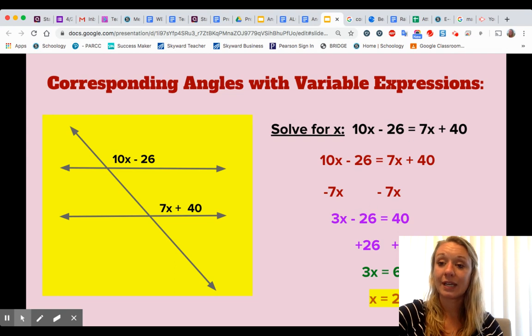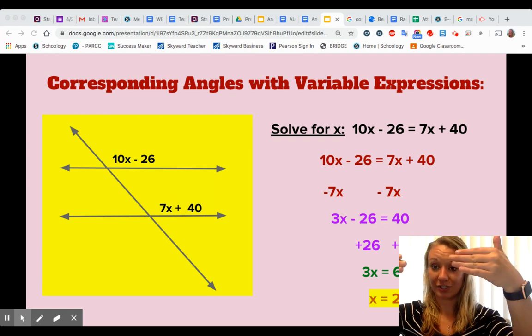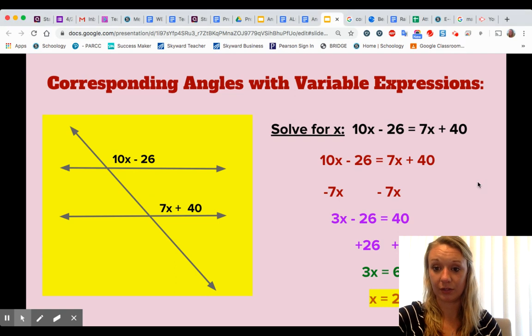So the reason that I could set those equal to one another is because they're corresponding angles. They're in the same spot, they're equal to one another, so you can take both expressions and set them equal to one another.